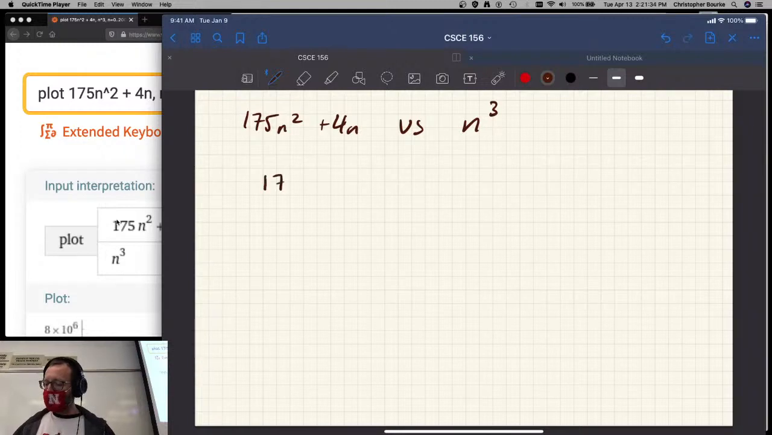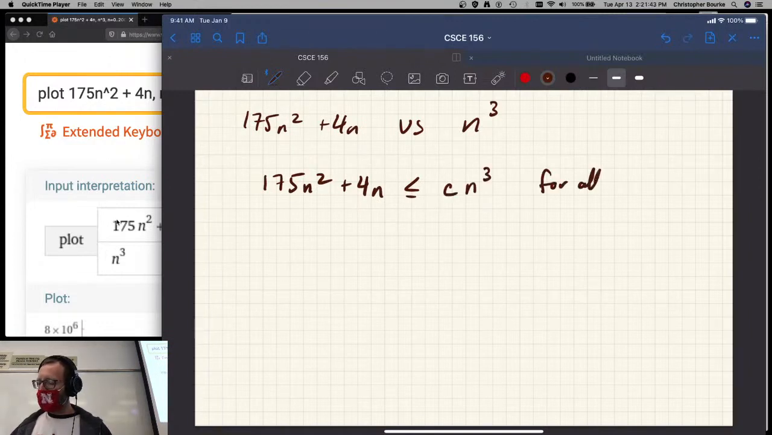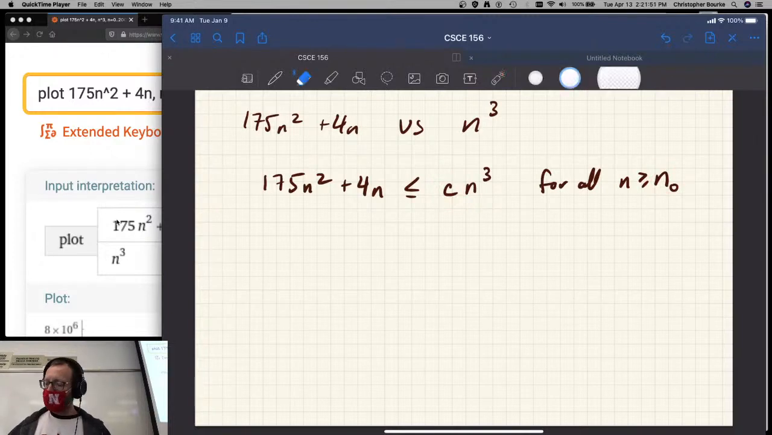So 175 n squared plus 4n is less than or equal to c n cubed for all n greater than or equal to n naught. I need to find this n naught, but as a first step, I'm going to get rid of c. How am I going to get rid of c? By making it 1. Great. Now all I need to do is find an n naught for which this inequality is true.